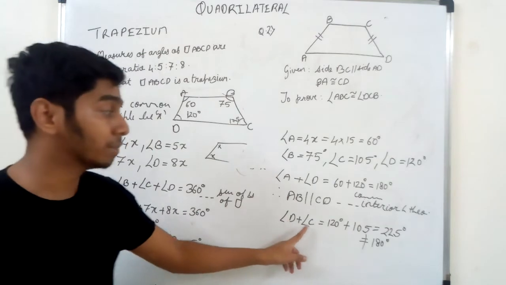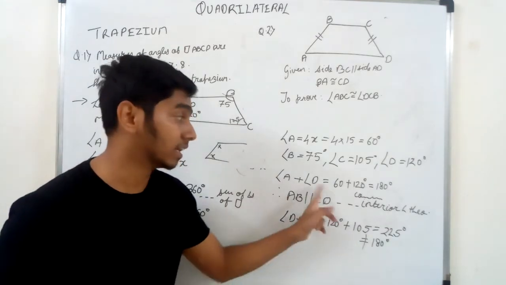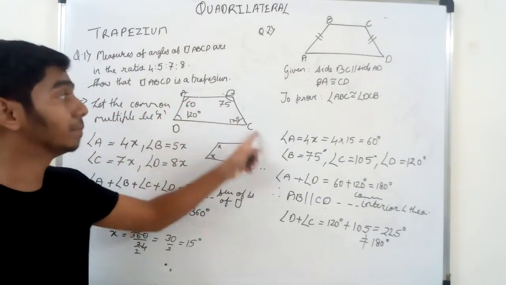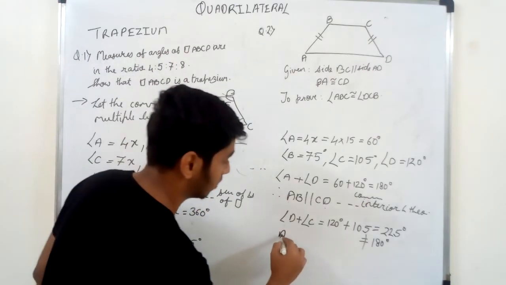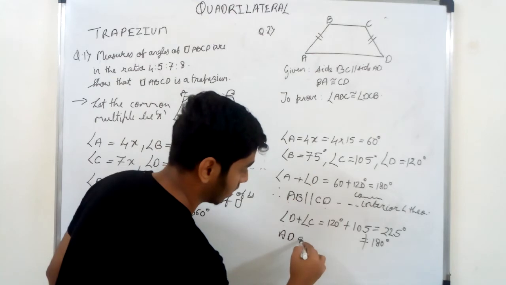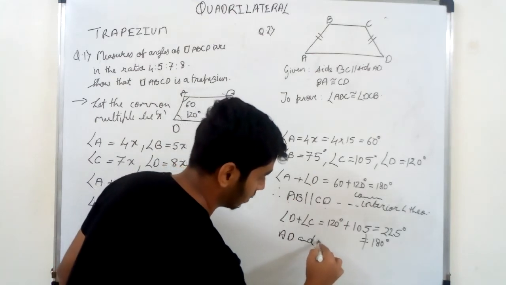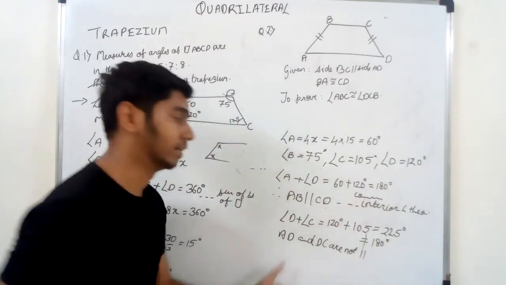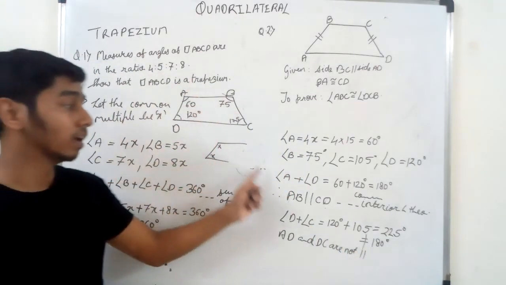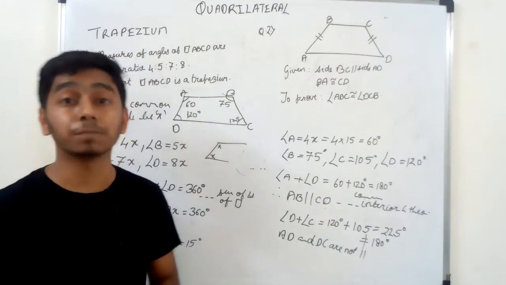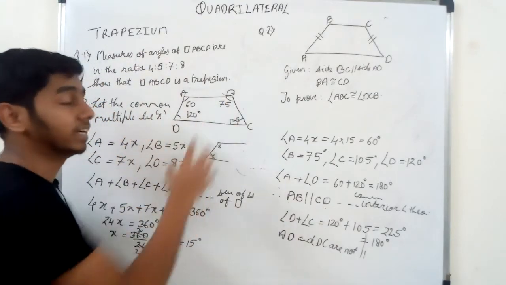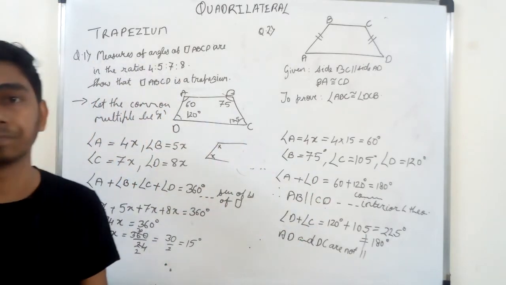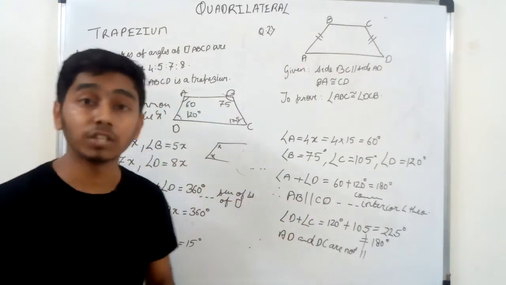Therefore, if D plus C is not equal to 180 like this, then we can say that AD and BC are not parallel. Therefore, from this we get only one pair of opposite sides parallel. Therefore, we can say that ABCD is a trapezium. Okay, so I hope you have understood this.